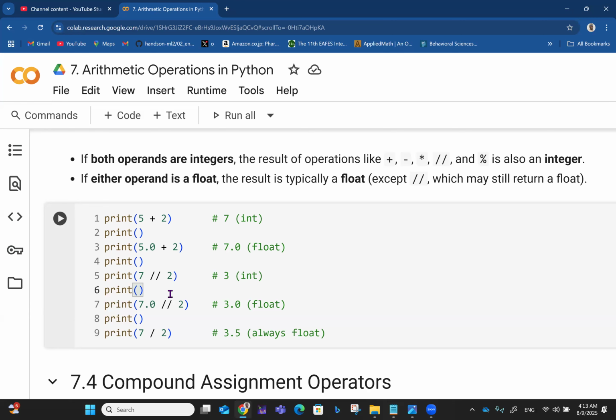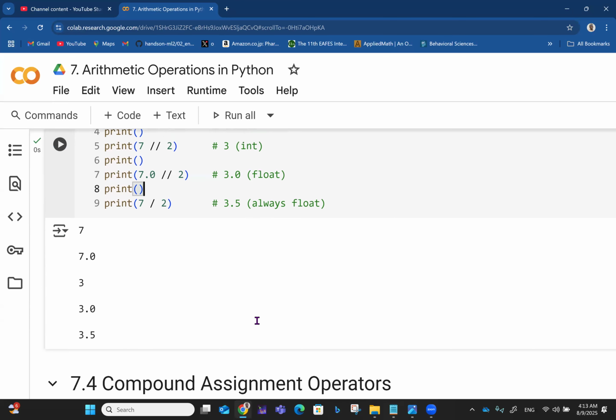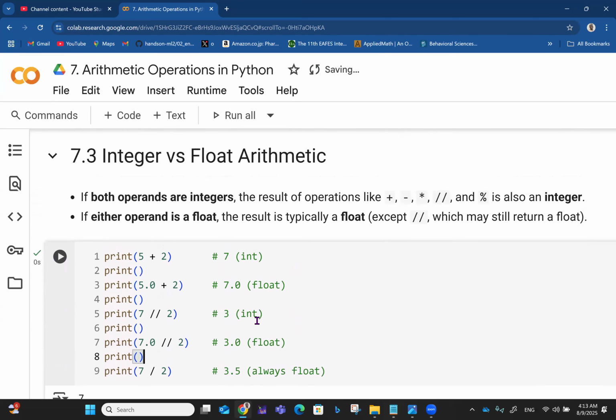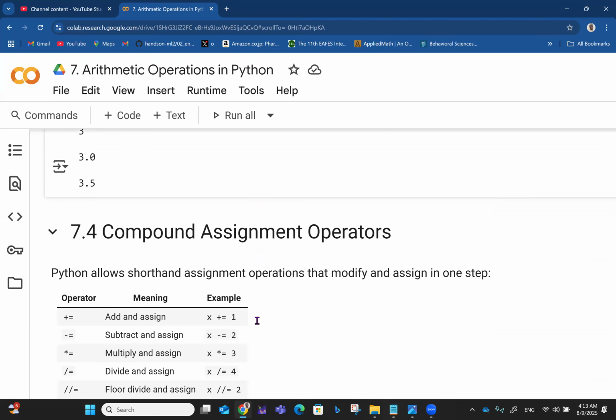Then 7 floor division 2, of course, integer and integer, will give you an integer. Then 7.0 floor division 2 will also give you 3.0 as a float because 7.0 is a float. Then 7 divided by 2 will always be a float, right? Because that's the way the division goes. That's normal division. So if you run this now, you get all these results I just stated, right? So that's talking about integer versus float arithmetic.